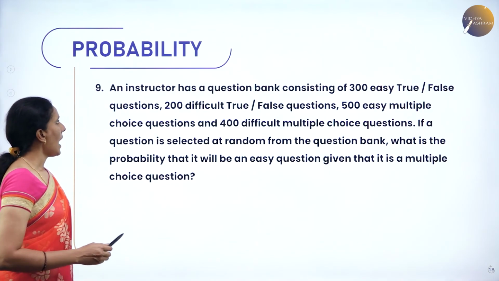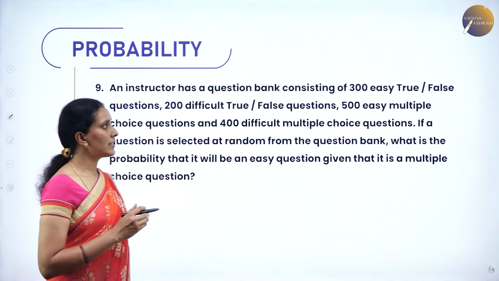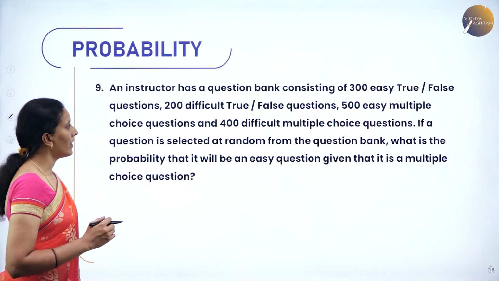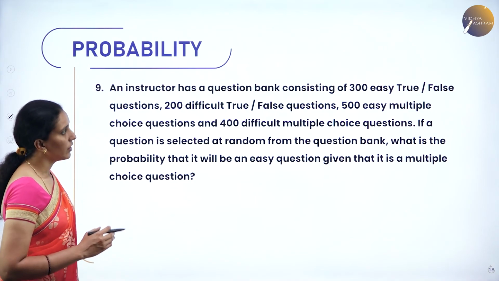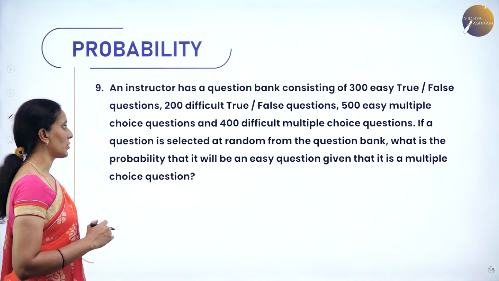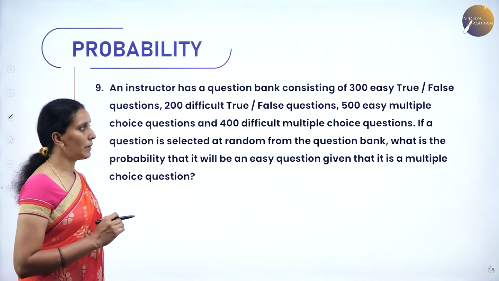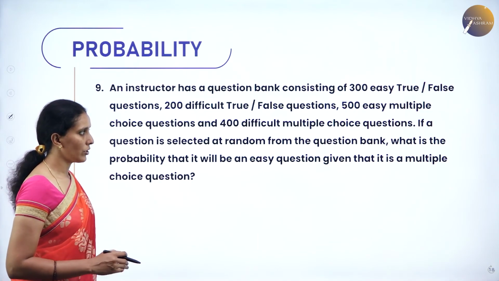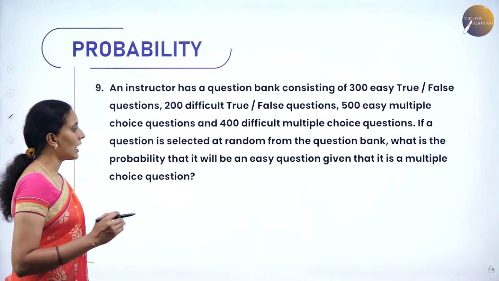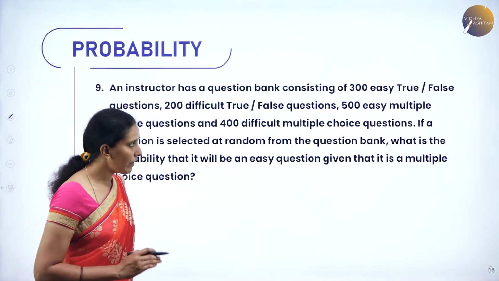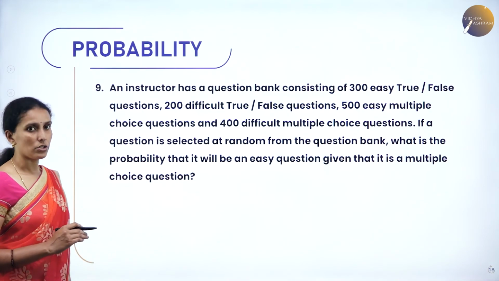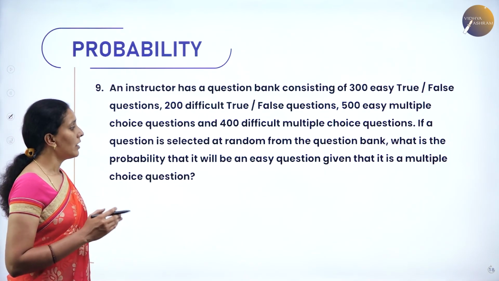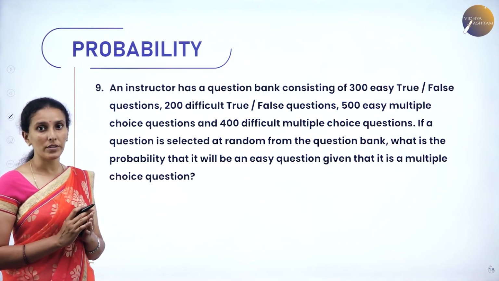Next, an instructor has a question bank consisting of 300 easy true or false questions, 200 difficult true or false questions, 500 easy multiple choice questions and 400 difficult multiple choice questions. If a question is selected at random from the question bank, what is the probability that it will be an easy question given that it is a multiple choice question? So we need to calculate how many easy questions there are and how many total multiple choice questions there are.